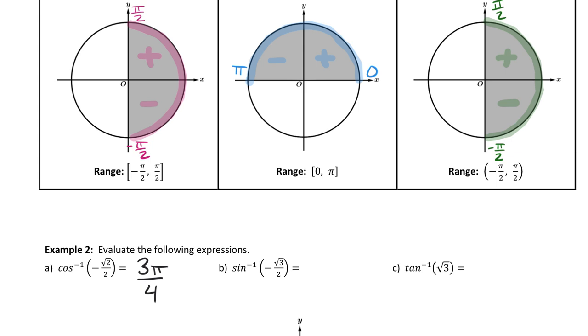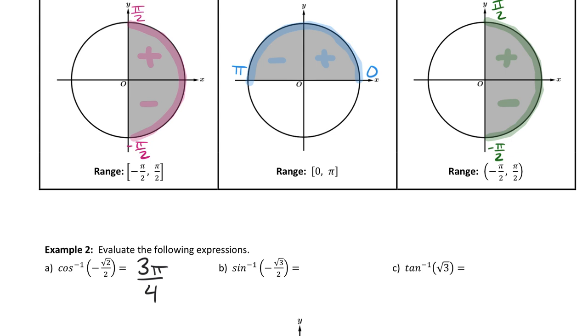How about inverse sine of negative square root 3 over 2? First of all, it's negative, so which quadrant should we be in? For sine? 4. But remember, we're not going to go all the way around the unit circle. We're just going to go negatively. So let's think about it. What angle typically gives you square root 3 over 2 for sine? Pi over 3.